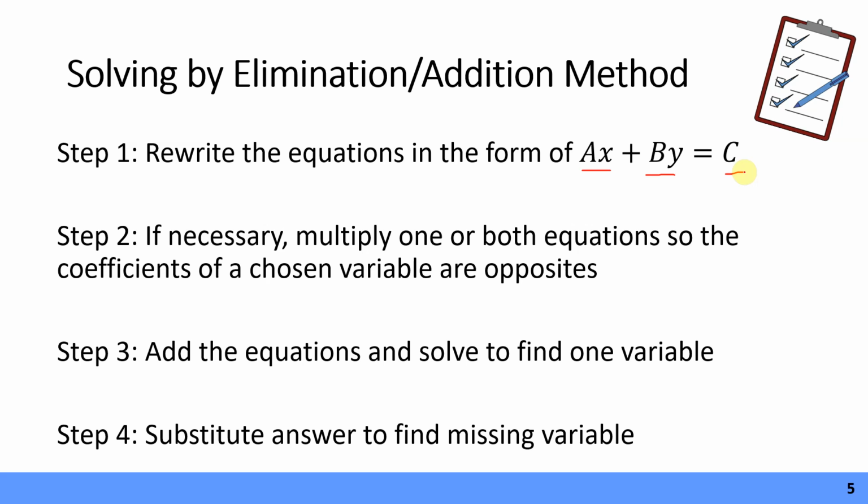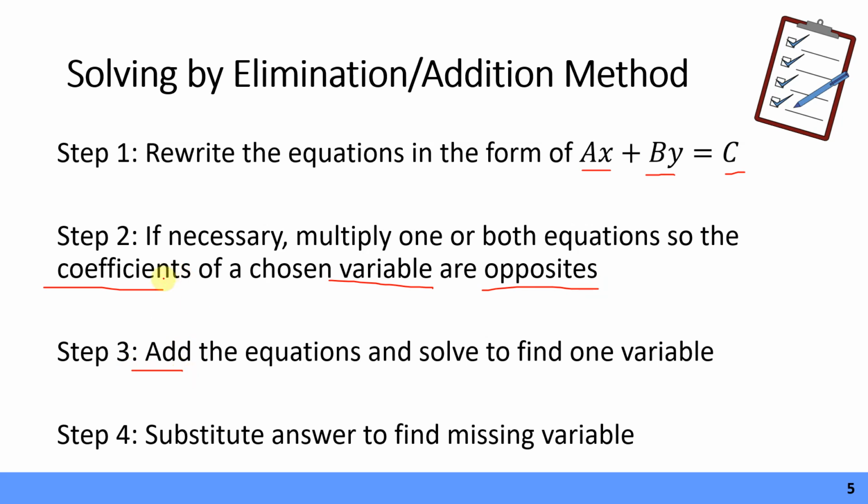So you're going to have to make sure both of your equations look like this. Once they both look like that, step 2 is that you're going to have to manipulate the equations. You're going to have to multiply one or both equations so that the coefficients of one of the variables, either x or y, are opposites. And in case you don't know what opposites mean, it's that they're the same number but different signs. So you could have a 3 and a -3. You could have a 7 and a -7. They have to be opposites. Once you manipulate the problem so the coefficients are opposites of each other, then step 3, you're going to add the equations.